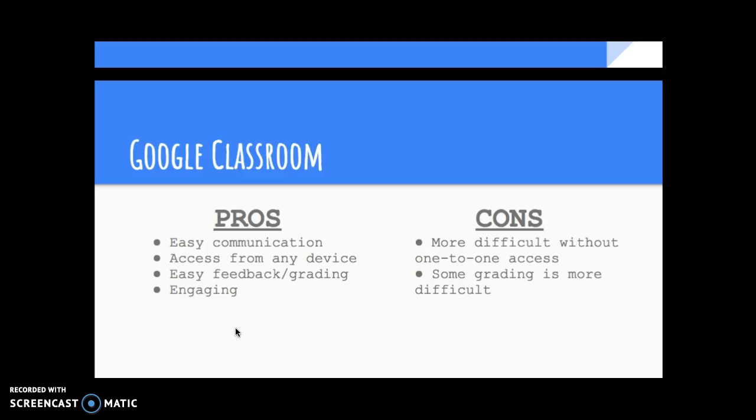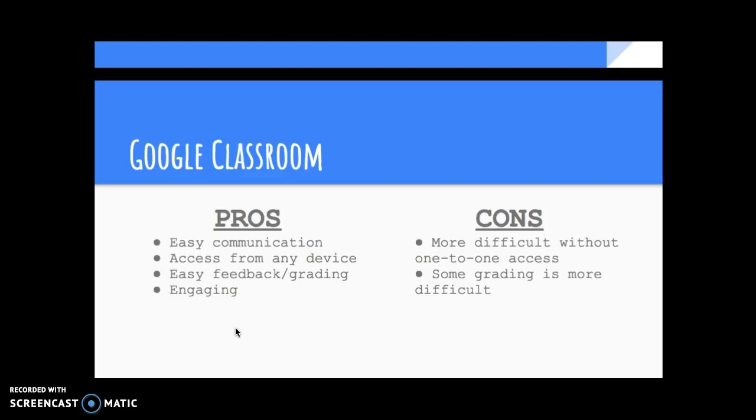Now, some of the cons for Google Classroom is it is a little difficult to do some of the things that you would want to do with it if you don't have one-to-one access. Typically, if I'm doing a project or something that requires them to do a lot on Google Docs or Google Slides or whatever it may be, I'll reserve the laptop carts, tablet carts, or a computer lab. It's just a little easier than doing it on their phone. You really want them, if they're going to be turning something in, to be able to access it one-to-one.